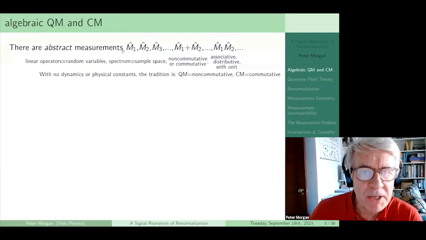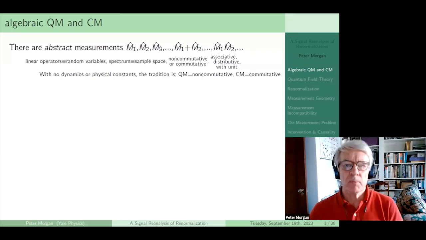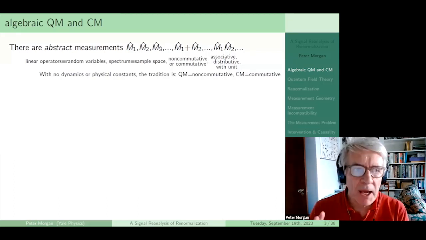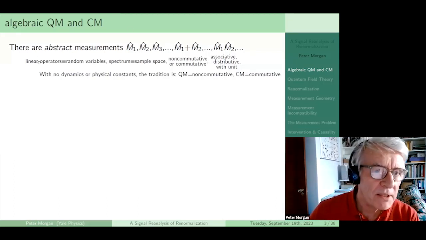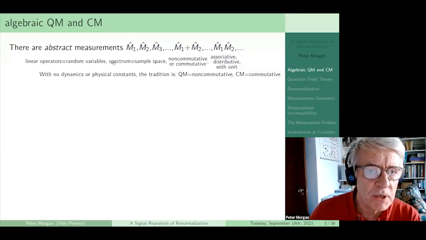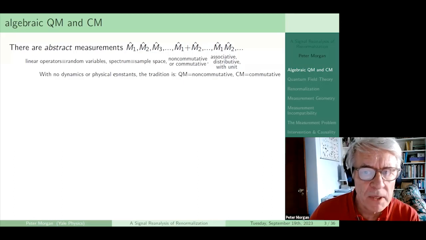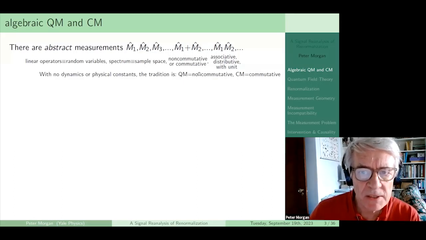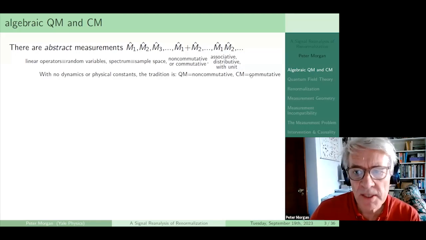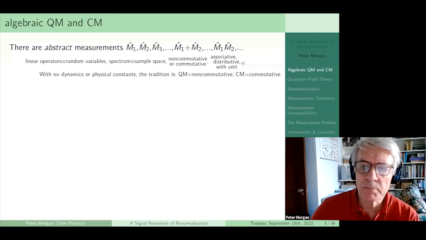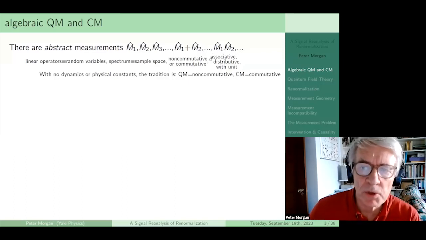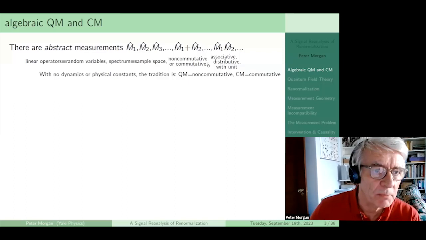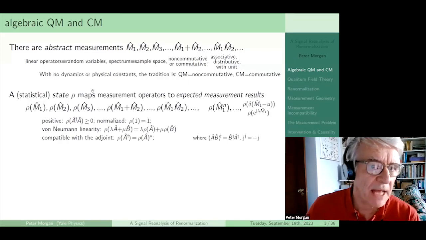There are abstract measurements, M1, M2, M3. We can add them together. We can multiply them. We have linear operators that correspond to random variables, and the spectrum for a linear operator corresponds to the sample space for the random variable. Then the multiplication can be non-commutative, in which case we say it's quantum mechanics, or it could be commutative, in which case we say it's classical mechanics. And then there are a number of other algebraic properties that I'll assume just because I want to make a connection with quantum mechanics. So that gives us just abstract measurements.